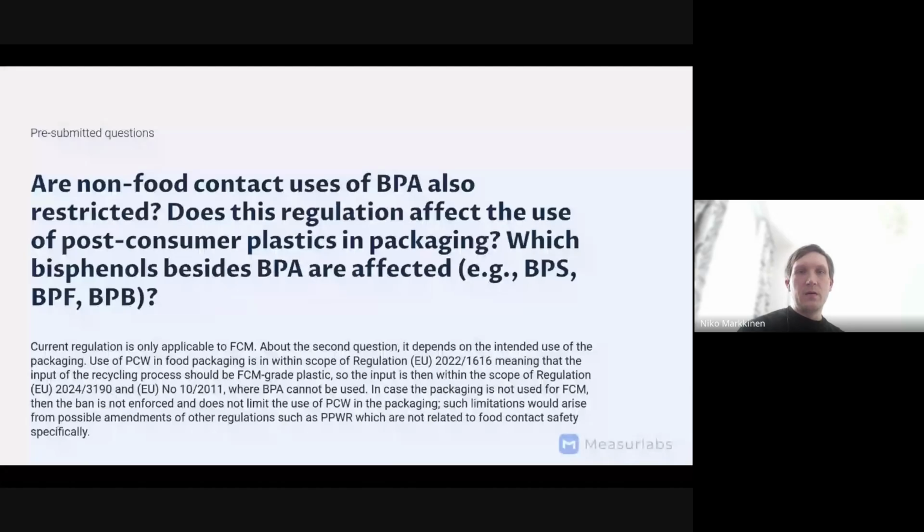And about using post-consumer plastic in packaging, it really depends if it's intended for food packaging or not. So if it's intended as food packaging, you have to comply with the plastic recycling regulation 2022/1616, and that essentially means that the input that you put in the recycling system also has to be in compliance with the plastic regulation and with the new BPA ban. So basically, in that way, it applies if it's food packaging material. So you cannot use post-consumer waste to produce recycled plastics if you don't know if it's food contact grade or not. But if it's not food packaging, then this ban is not applicable.